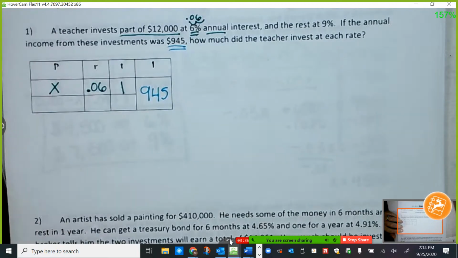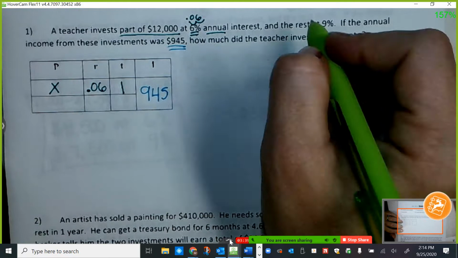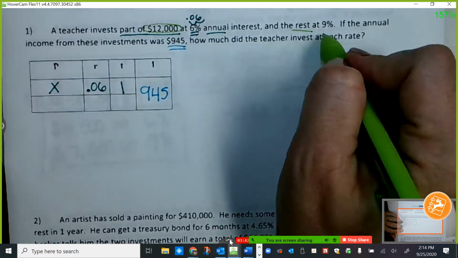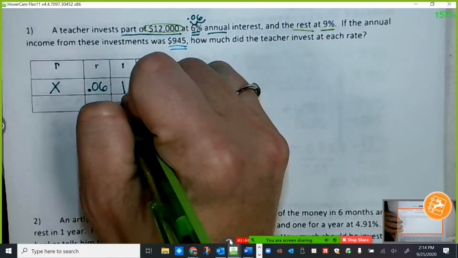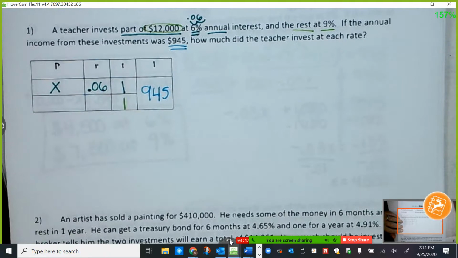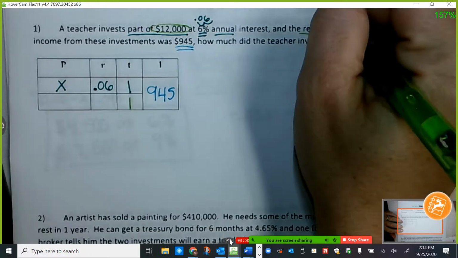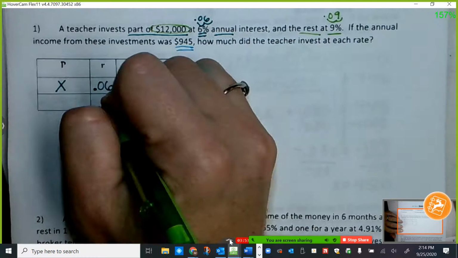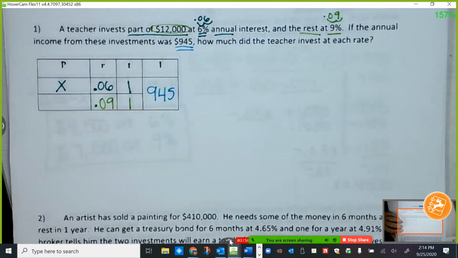Okay, now our second piece, it says the rest of the $12,000 at 9%. We're still talking annual, so time is still 1 for years. What's 9% as a decimal? So 0.09. Now, can we put X again? We can't use a different letter, actually. I'm glad you brought that up because I was going to talk about that. We can't use a different letter because can you solve when you have 2 different variables? No, you can simplify, but you can't solve. And we're trying to solve to find exact. So we can't use a different letter.